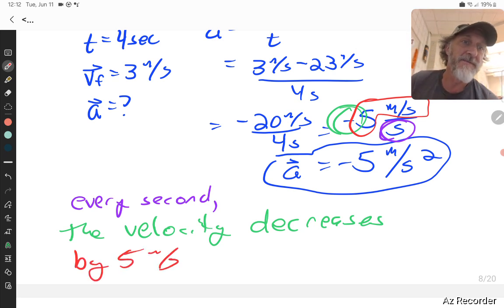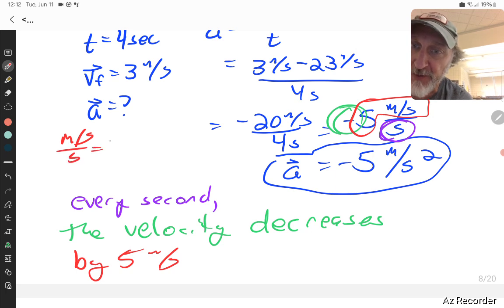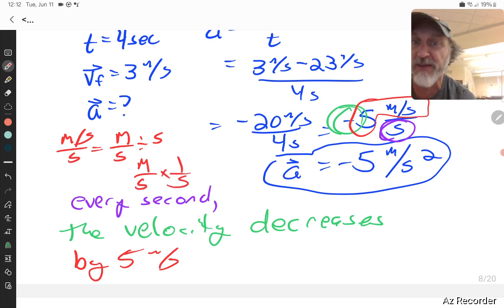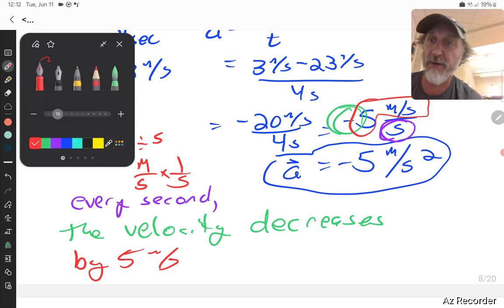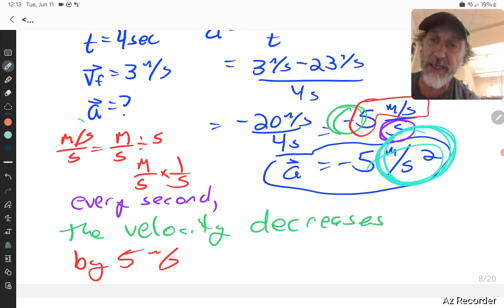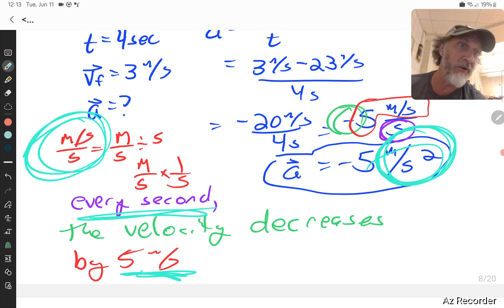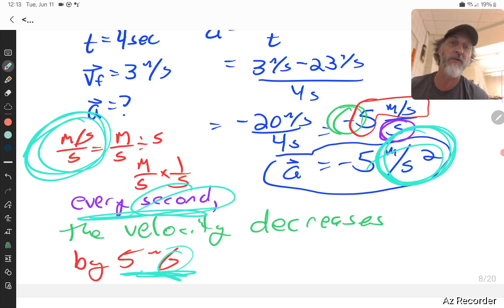Notice, to interpret this, I used the meters per second units, right? But mathematically, meters per second is the same as meters per second squared. Maybe I should show you why. Meters per second per second is meters per second divided by seconds. Keep, change, flip: meters per second times 1 over seconds, and you get meters per second squared. So when you hear meters per second squared, I want you to think meters per second, every second. It shows us every second the velocity decreases by 5 meters per second. Notice seconds appears in my answer twice, seconds and seconds. So that's why it's meters per second squared.